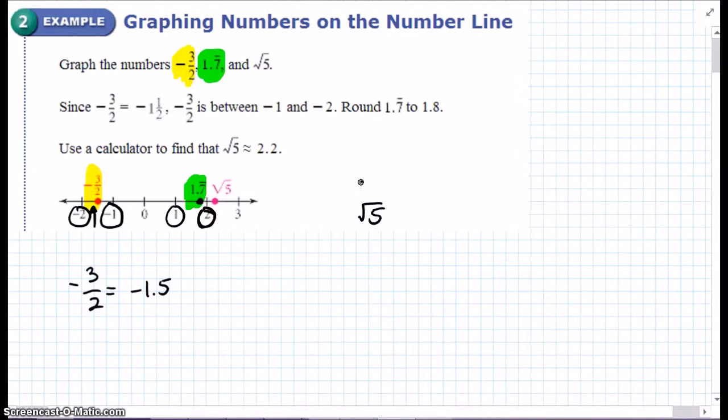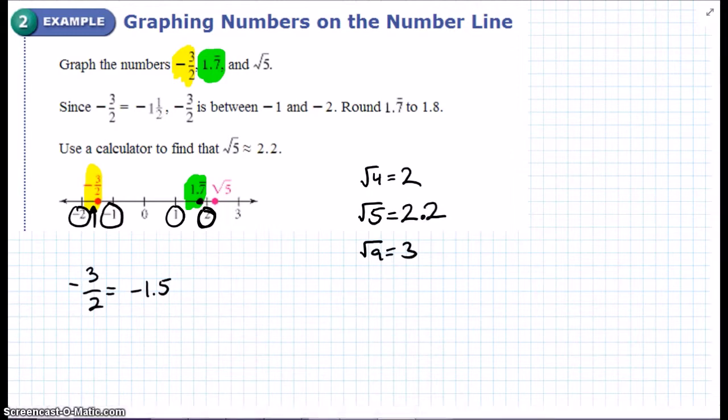Well, the square root of 4 is 2, and the square root of 9 is 3, so we know the square root of 5 has got to be closer to 2. We could put it in a calculator and we'd find out it's about 2.2. So if we graph that on a number line, it'd be greater than 2 and less than 3. Again, some of this hopefully is redundant for us, and that's okay.